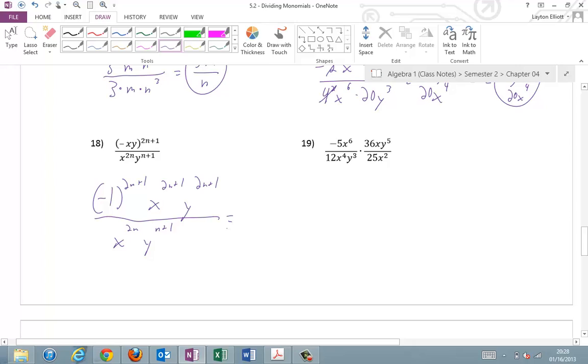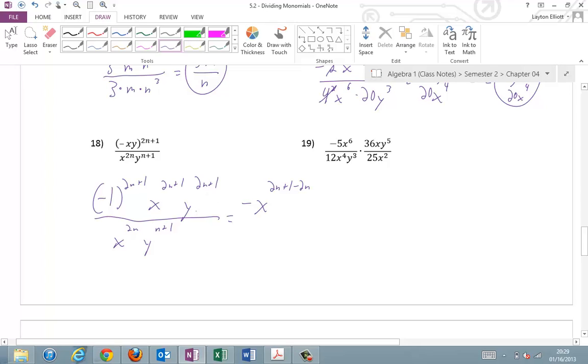Let's start with the negative 1. I'm going to argue that 2n plus 1 is an odd number. 2 times n is an even number. Whatever n is, 2 times n will be an even number, and then plus 1 will be an odd number. Negative 1 raised to an odd number is negative 1. So that's negative. Let's go to the x. What is bigger, 2n plus 1 or 2n? I think you know 2n plus 1 is bigger. When you divide, you subtract exponents. We're going to go x to the 2n plus 1 minus 2n.